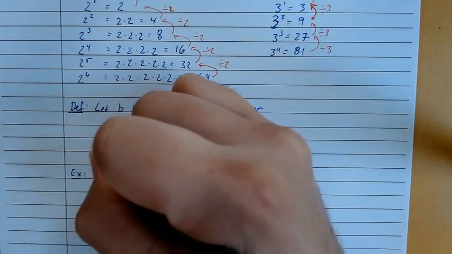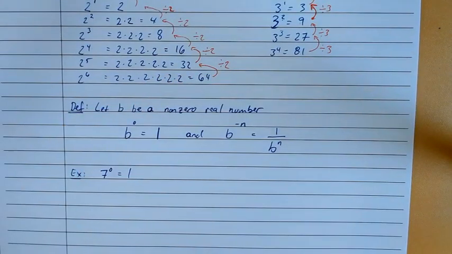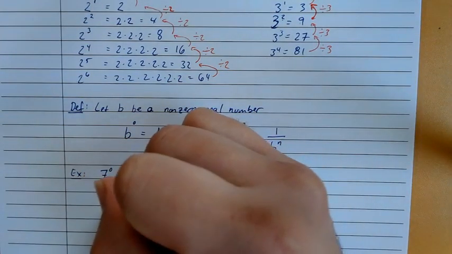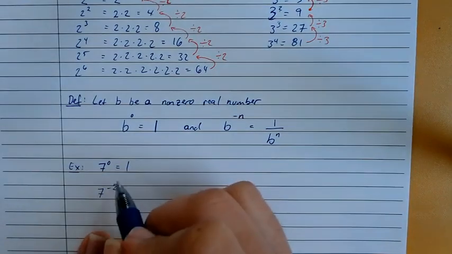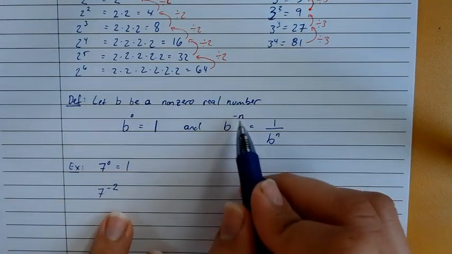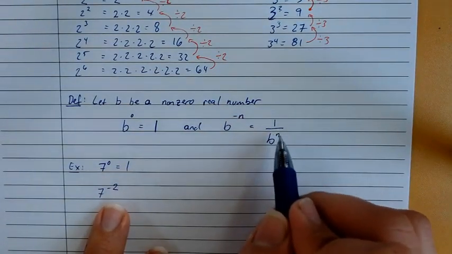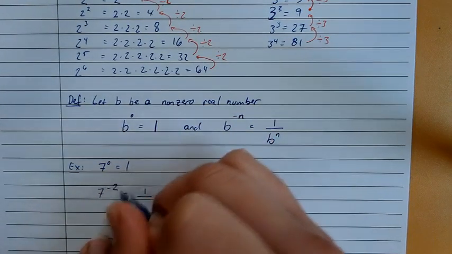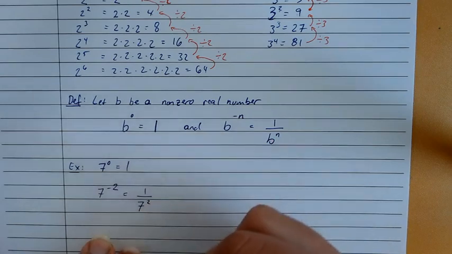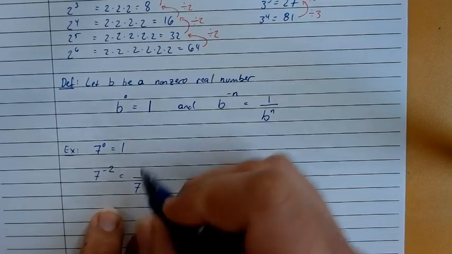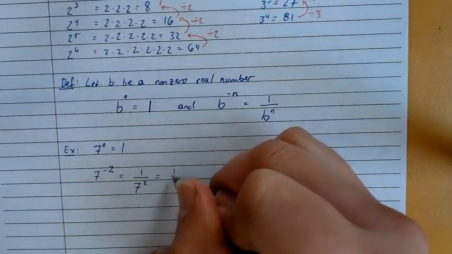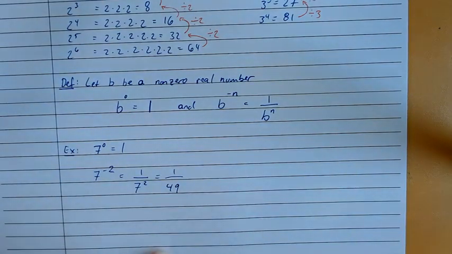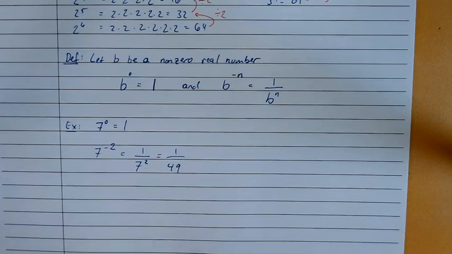So for examples, what is 7 to the power 0? Well, that's equal to 1. Okay. What is 7 to the power negative 2? Well, whenever I have a negative exponent, that's the same as 1 over that same thing without the negative. Oh, but now I can simplify. 7 squared means 7 times 7, which is 49. So 7 to the minus second is 1 over 49.